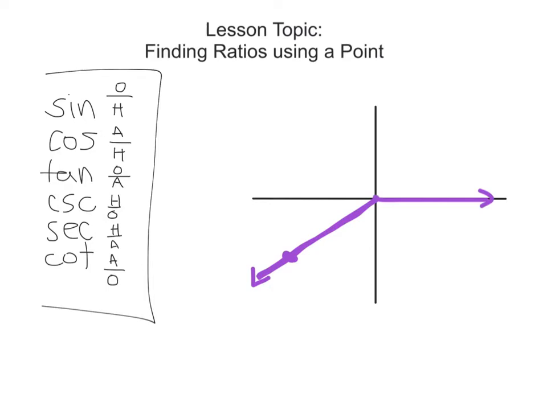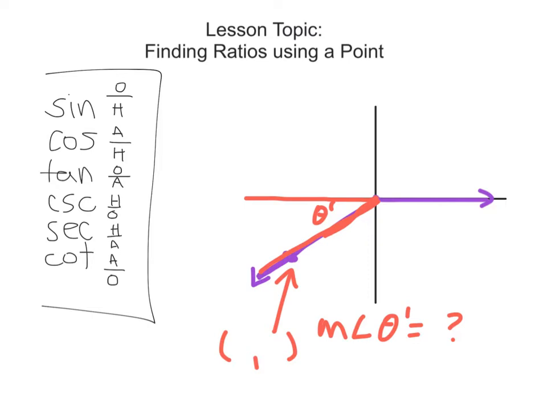Now the question I have for you is, can we still find the reference angle? And the answer to that is yes, we can still find the reference angle. Again, same side as the terminal side, and then the closest portion of the x-axis will help us create theta prime. Now the next question is, can we still find the measure of that angle, theta prime? Well, the answer is we can if we know the coordinates of this point. And that is what we're going to work on in this lesson.